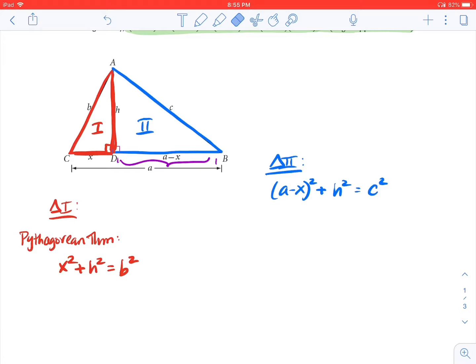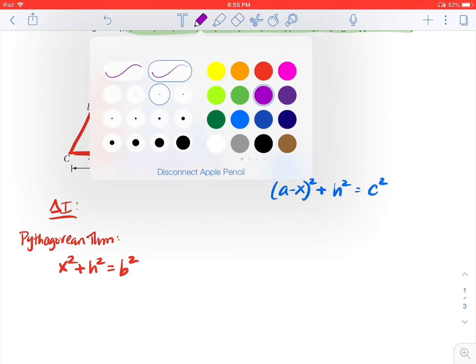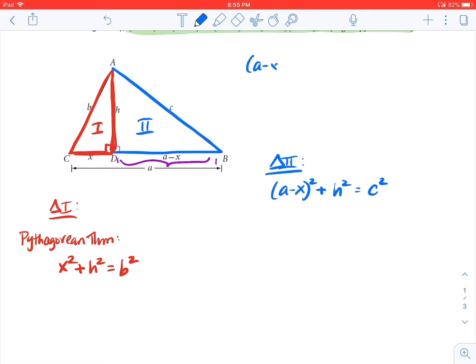So proceeding forward, in triangle 2, I have the statement a minus x squared plus h squared equals c squared. That has some work that can be done to it. Particularly, I'm interested in the expression a minus x squared and how I might work with that. I'll remind you that it represents the product a minus x times a minus x, and I can FOIL using those Algebra 1 or Algebra 2 skills in order to produce a different expression.